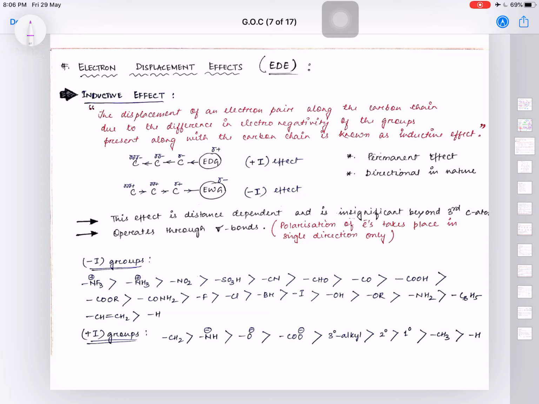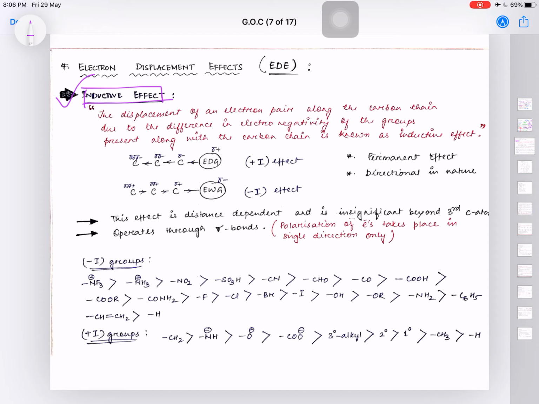The next topic is electron displacement effects. In every chemical reaction there is some movement of electrons, and because of this movement of electrons these reactions occur. There are many effects that we have to consider for studying different reaction mechanisms. The first one is the inductive effect.